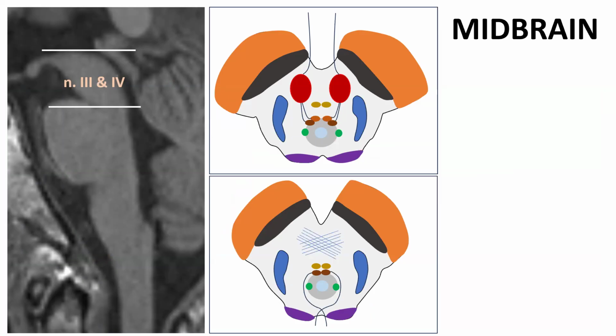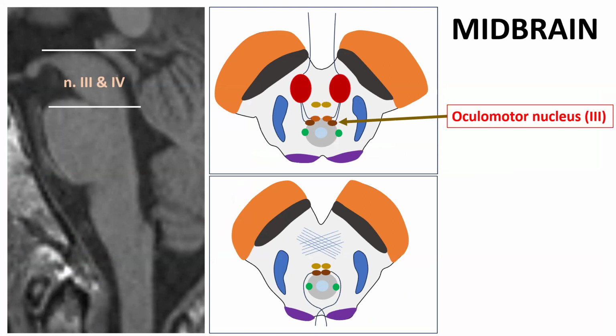Let's start at the level of the midbrain. The two most important cranial nerve nuclei are motor nuclei, namely the oculomotor nucleus and the trochlear nucleus.